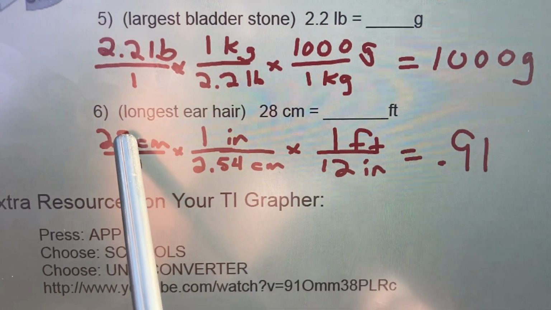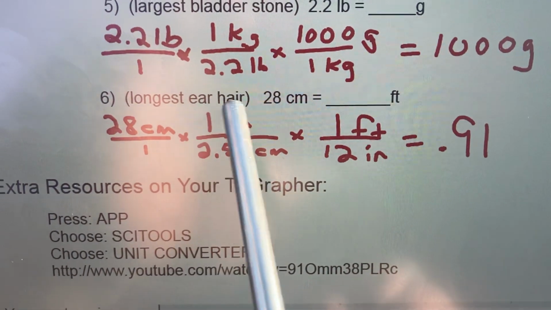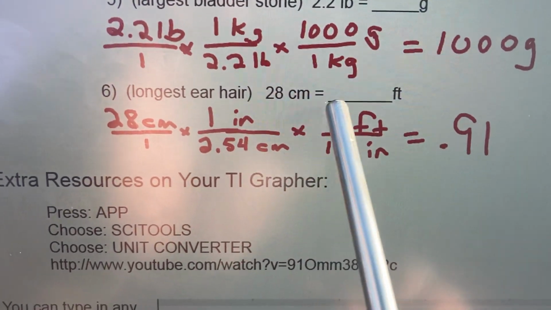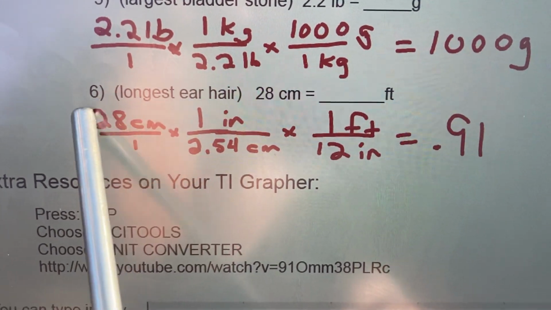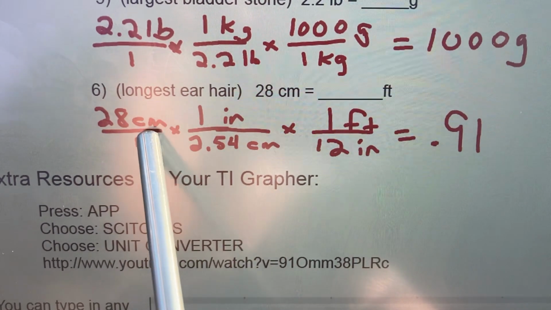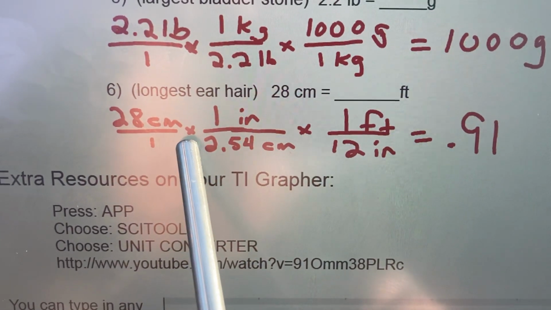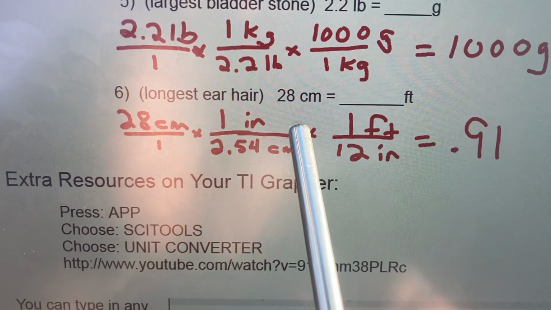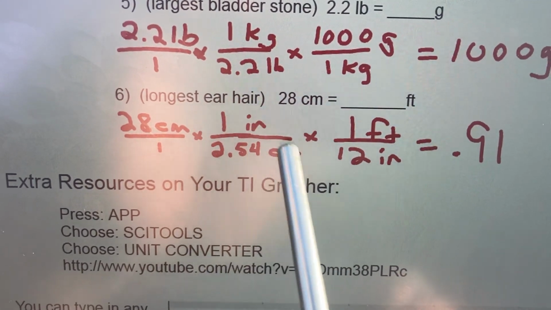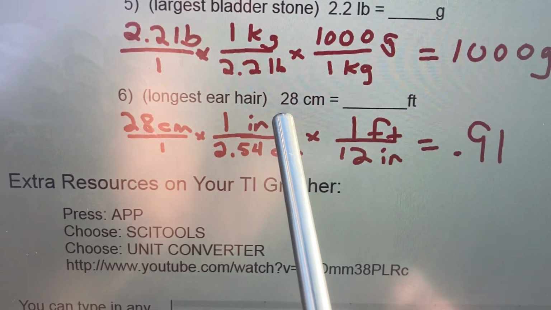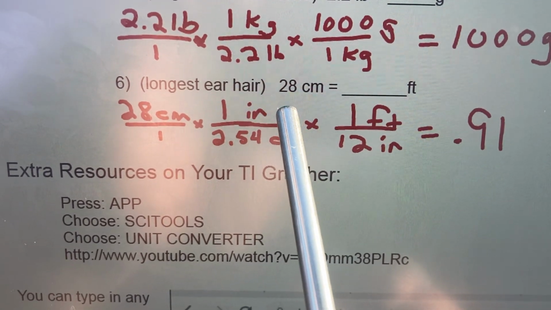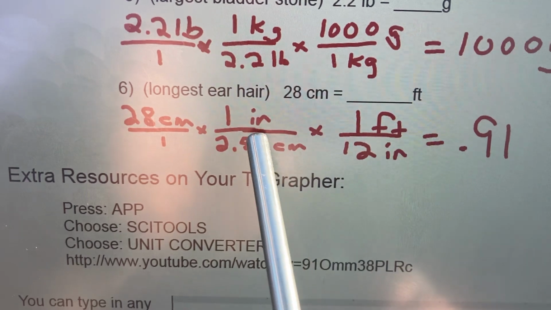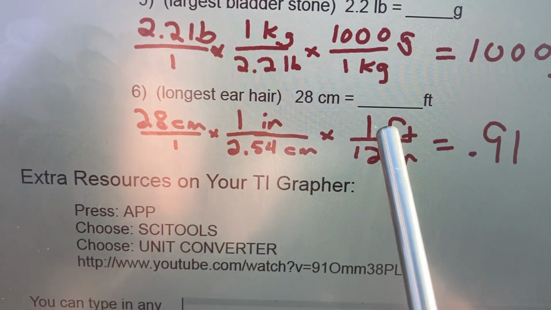Okay, next one, the world's longest ear hair, 28 centimeters. How many feet long was that? So we write down what we're given, 28 centimeters, as a fraction over 1. Multiply by another fraction. Old unit on the bottom. It'd be great if I could put feet on top, but I don't know how many centimeters are in how many feet. But I can go to inches, and then I know inches to feet.